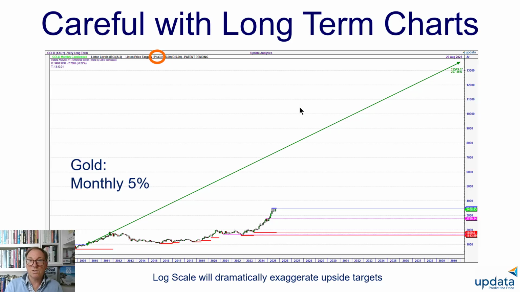So here's one of gold saying gold's going to $13,000. I mean, in 2040, maybe it will get there, but it's a very long, far away call on a 5% chart. So it may well be that it's exaggerated, and there is a lot more to look at in the shorter term to call the next levels for gold.